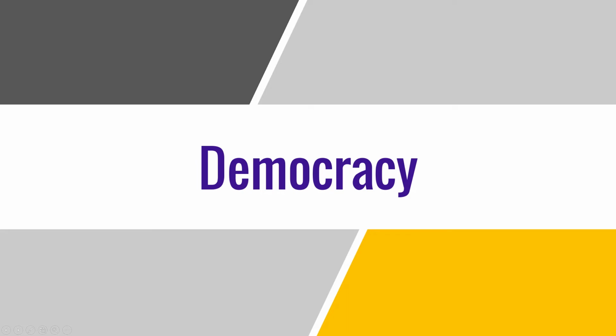Number 4, democracy. Here we can divide this word into two terms. The first one is demo and the second one is cracy. The word demo means people and cracy means rule. So it means rule of the people. There are two types of democracy, direct and indirect. In India we have indirect, which is also known as the representative form of democracy.